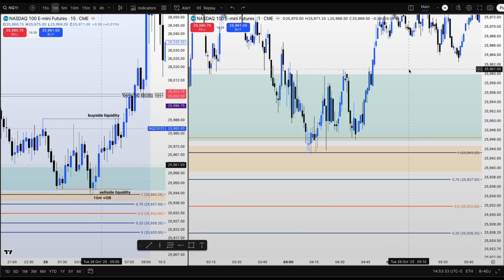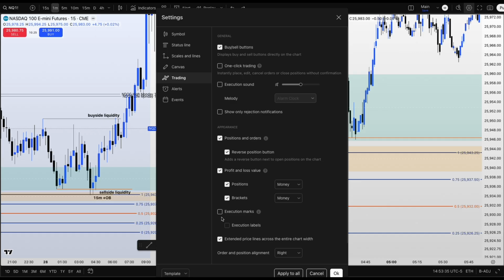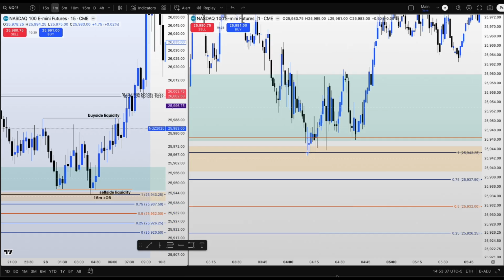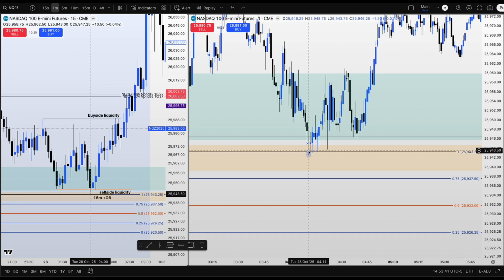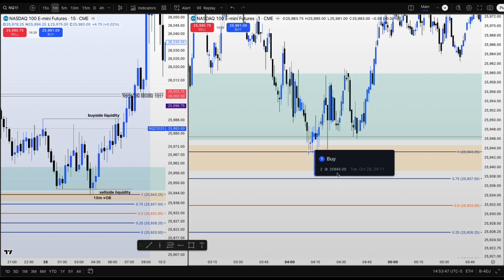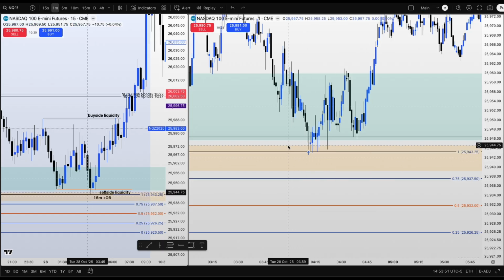Oops, I keep messing with that. Show you my execution. As you can see, I had a limit order placed at just above the high of this fair value gap. Entry was 945, just a tick above the high.